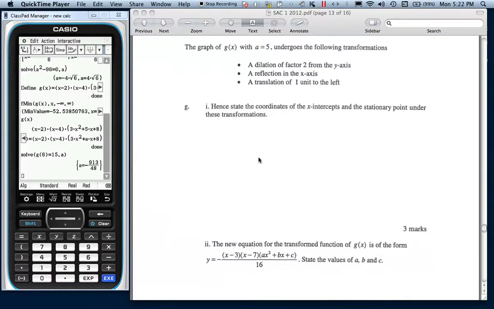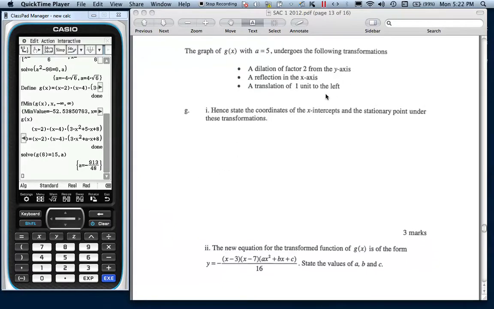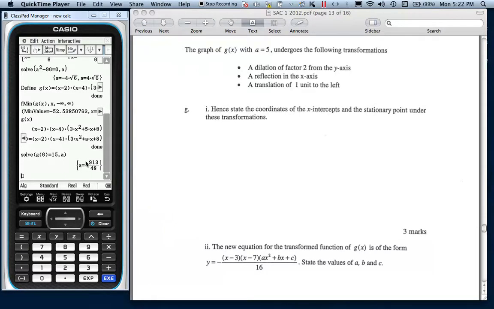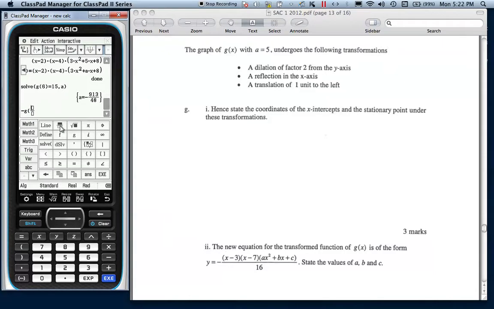So continuing with Section 1 2012, the Calc active analysis section, we're up to part G. The graph of g of x undergoes some transformations. We had g of x defined over here, and we can do those transformations directly on the calculator. A reflection in the x-axis is a minus, a dilation factor of 2 from the y-axis would be half x, and a translation of 1 unit to the left.